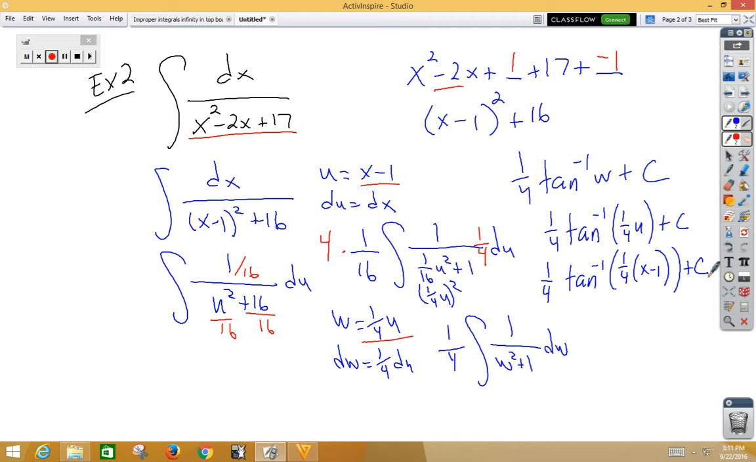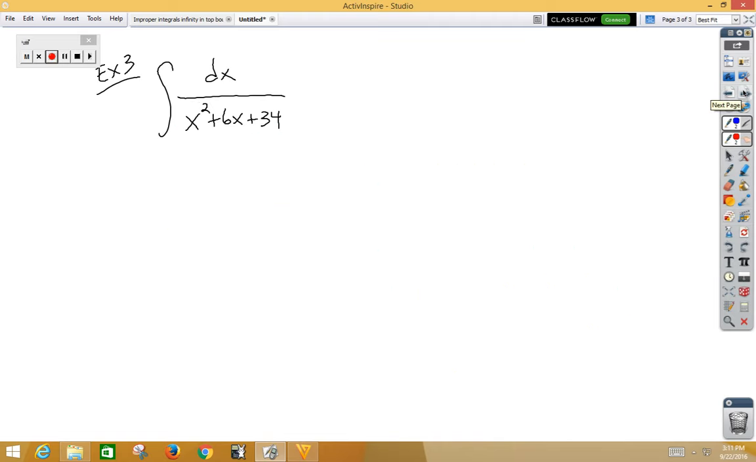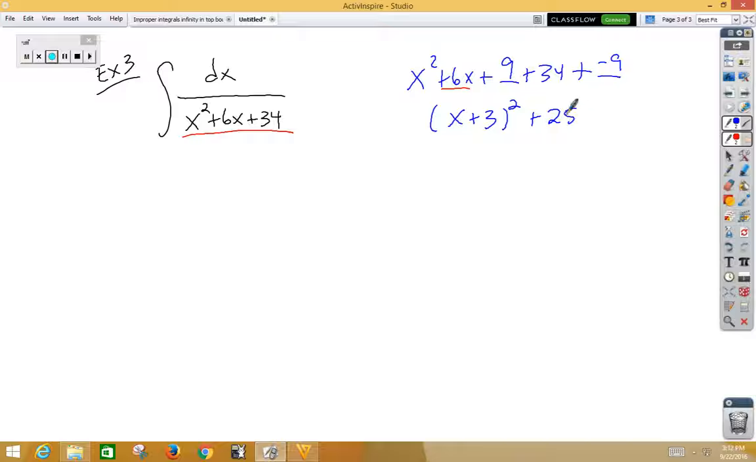Let's try one more quick example. So again, we're going to complete the square on the bottom. X squared plus 6x plus blank plus 34 plus blank. Half of 6 is 3, squared is 9, so negative 9. Factor is x plus 3 squared plus 25. Replace the denominator, so we have 1 over x plus 3 squared plus 25.